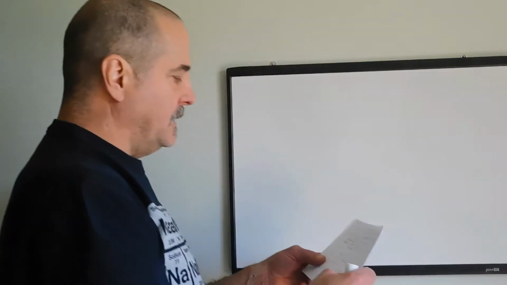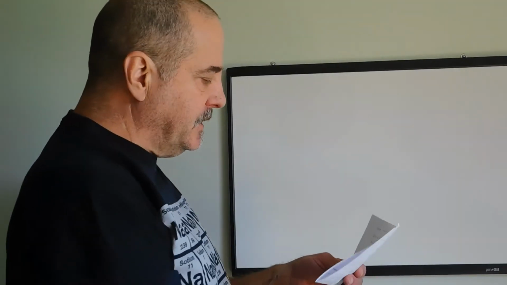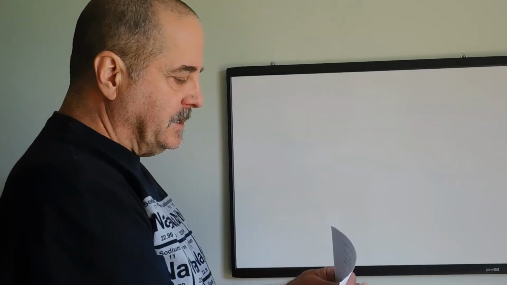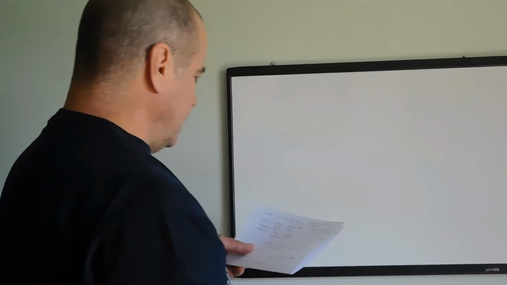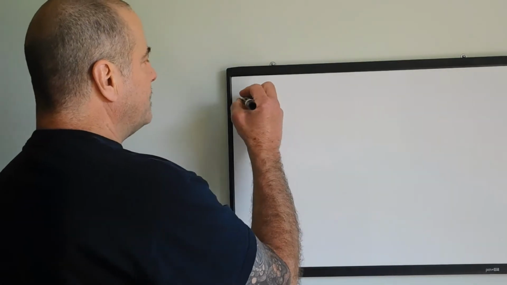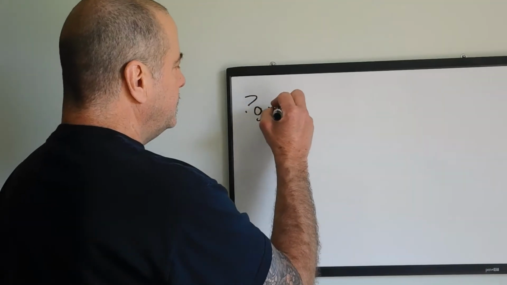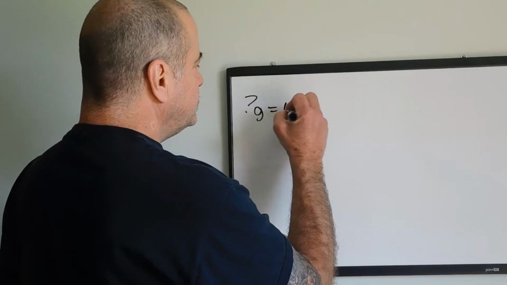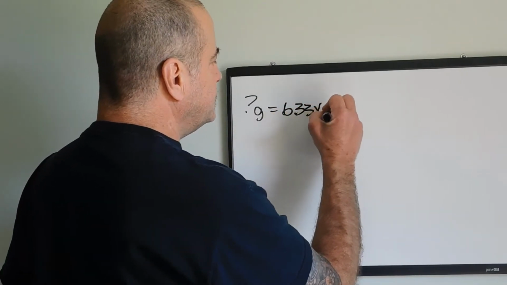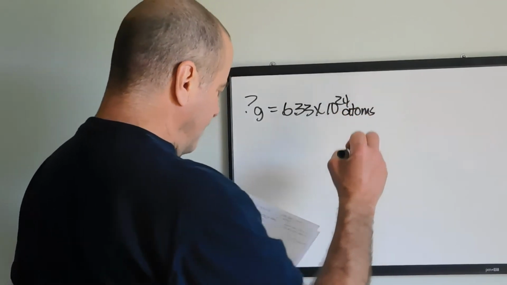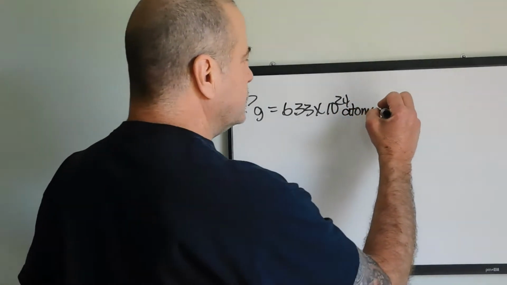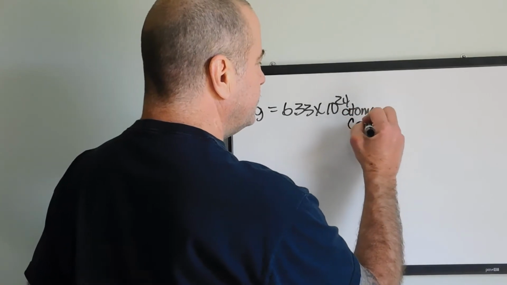Say you're given the problem: how many grams are there in 6.33 times 10 to the 24th atoms? So you set it up. How many grams is equal to 6.33 times 10 to the 24th atoms? And you're doing this with calcium. Okay?